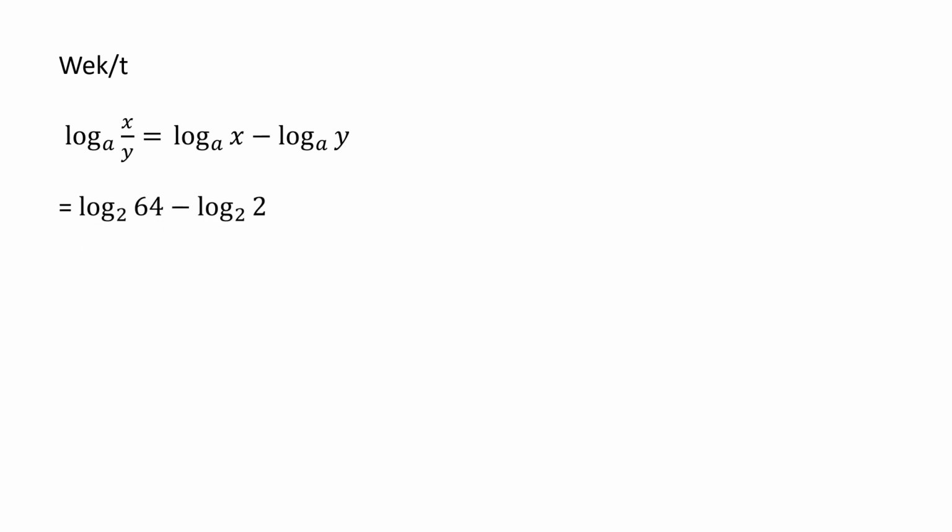We know that log 2 base 2 is equal to 1 and 64 is represented as 2 power 6. The next step is log 2 power 6 base 2 minus 1 is equal to 6 into 1 minus 1 is equal to 6 minus 1 is equal to 5.